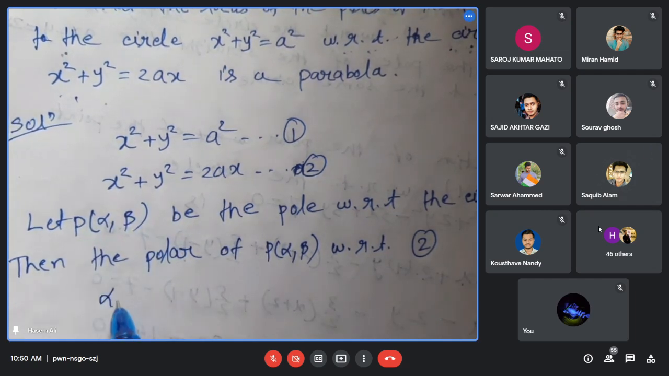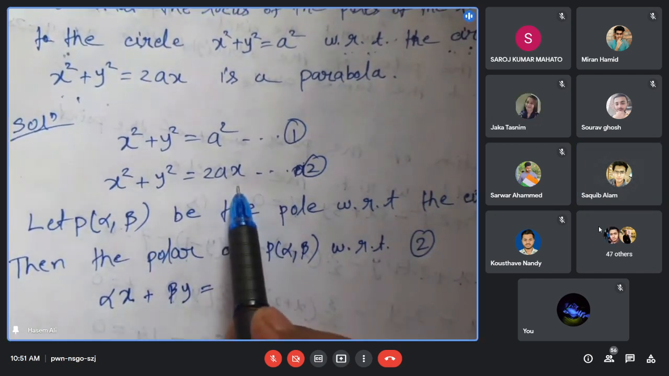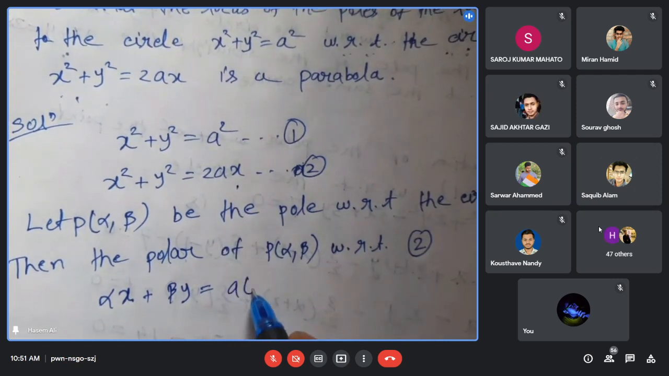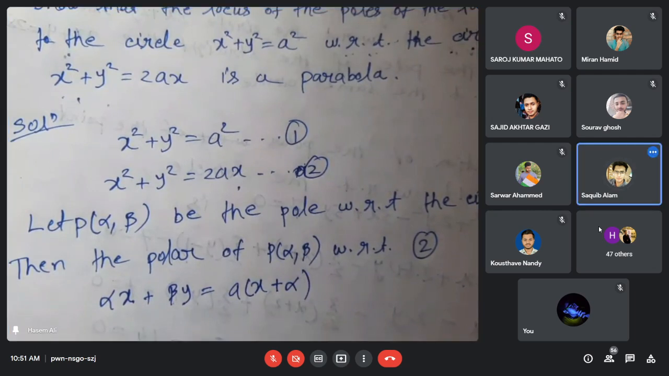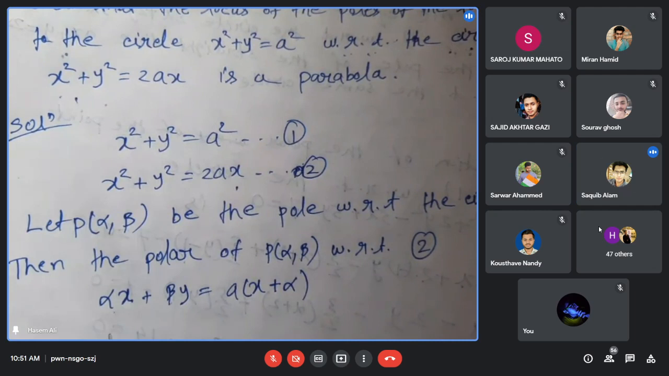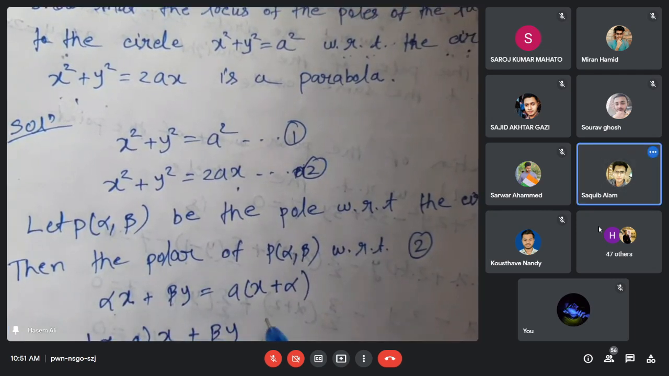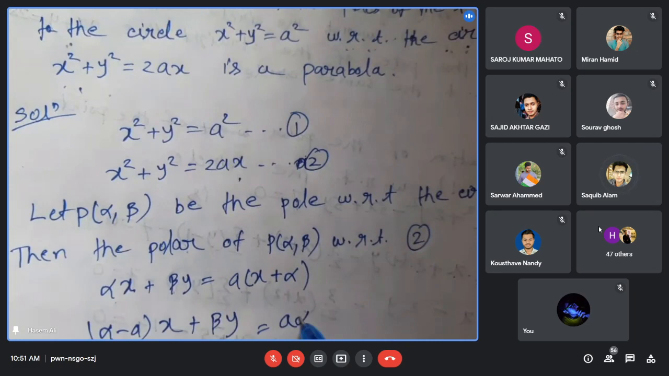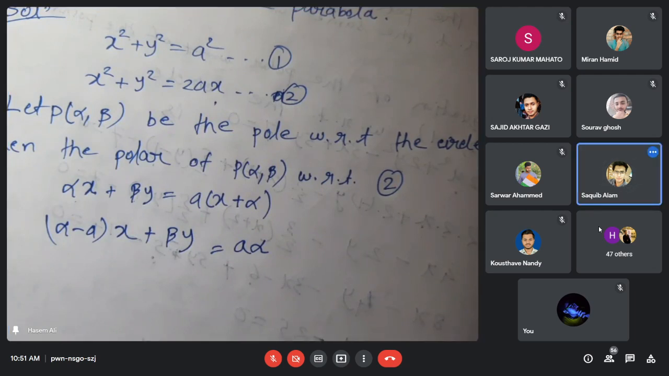It will be alpha x plus beta y plus here 2ax. So 2ax means it will be a into x plus alpha. That means alpha minus a into x plus beta y equals to a alpha.